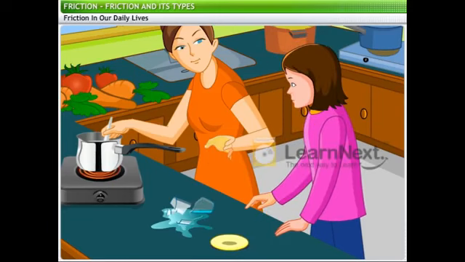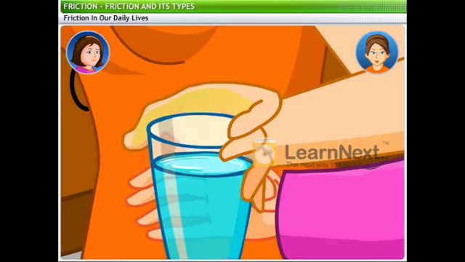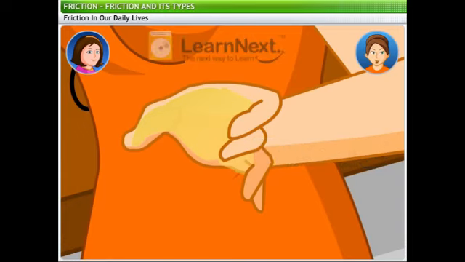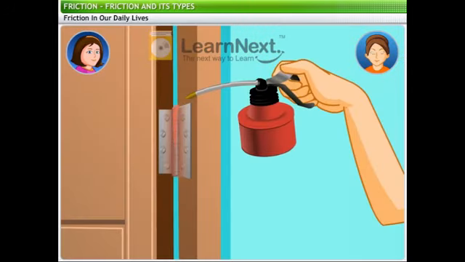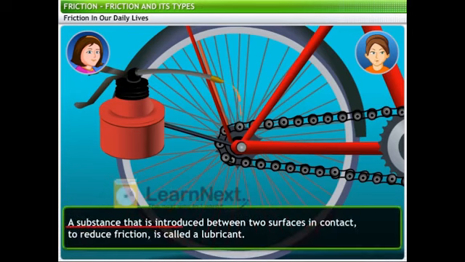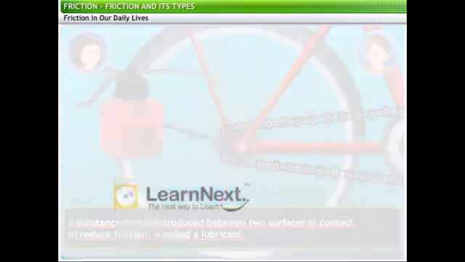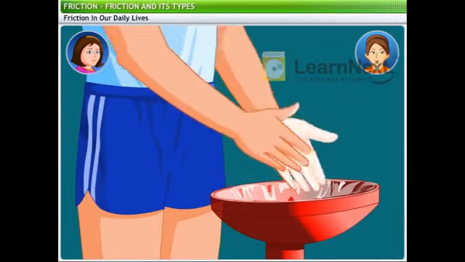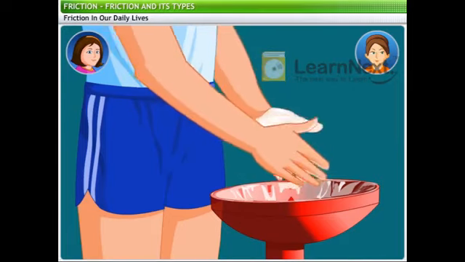Oil on your hands made the glass slip? That's right. It happened because oil acts as a lubricant. The oil on my hands reduced the friction between the glass and my hand. So, I could not retain my grip on the glass. So lubricants reduce friction? Yes. In fact, any substance that is introduced between two surfaces in contact to reduce friction is called a lubricant. Oh, that's the reason why gymnasts apply some coarse substance on their hands. That's right. It increases friction and enables them to grip the beam better.